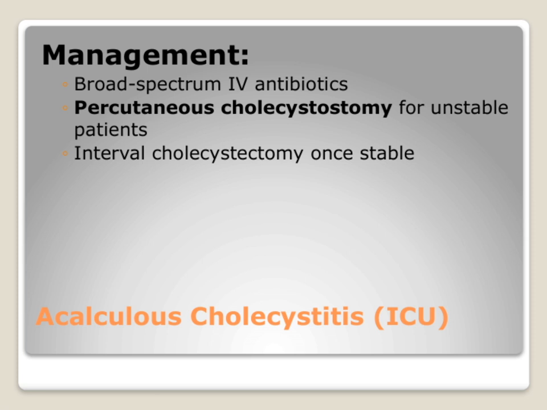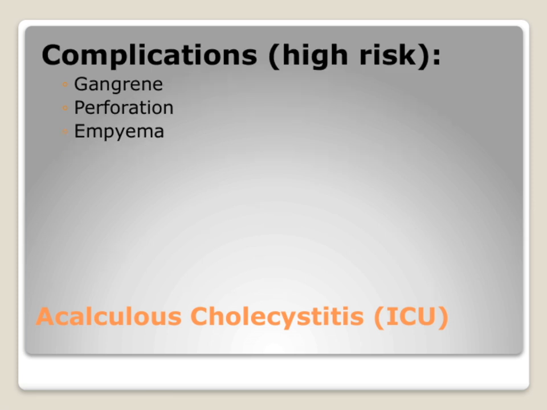Moving on to acalculous cholecystitis, which is more common in critically ill patients, the approach is similar but often more urgent due to the higher risk of complications. The key here is prompt diagnosis and tailored management, often involving both antibiotics and drainage procedures. This slide highlights how our overall goal is to control infection quickly while carefully timing surgery, especially in unstable or critically ill patients. Now, let's discuss some of the high-risk complications that can arise in severe cases.